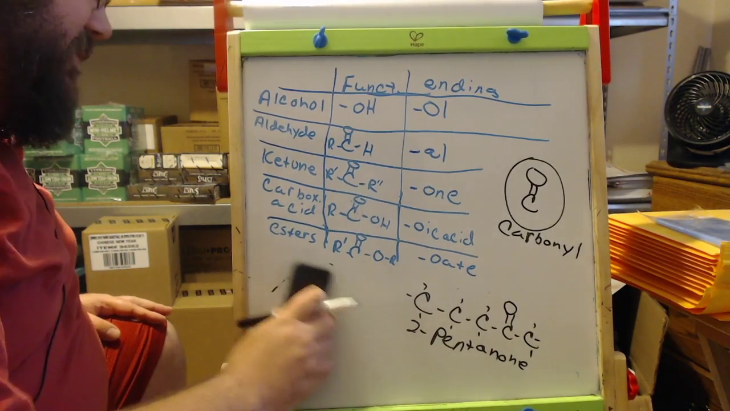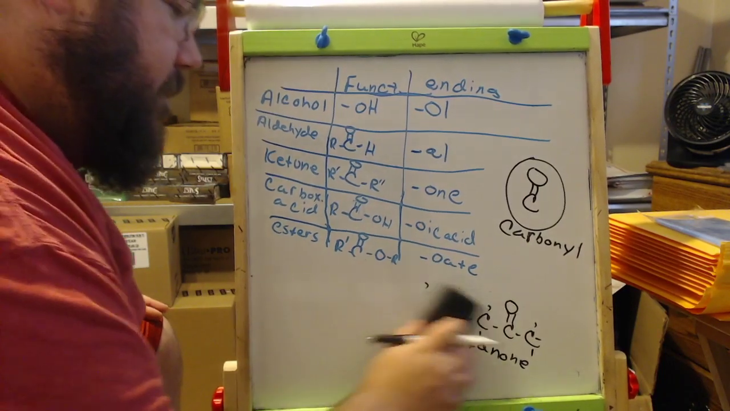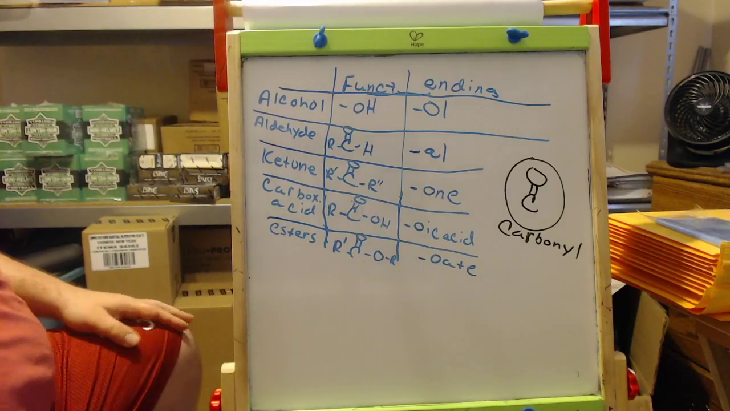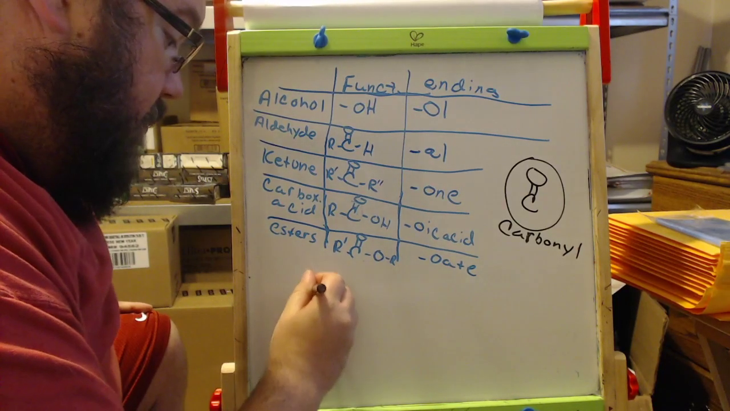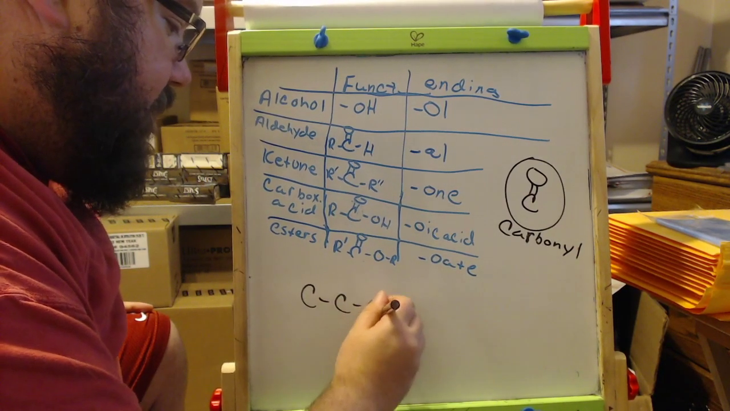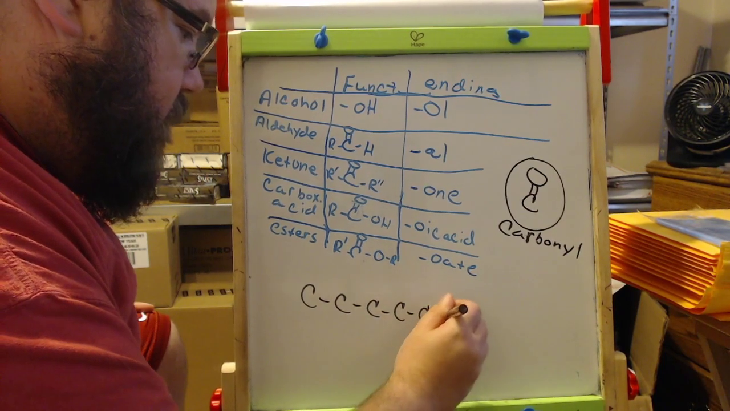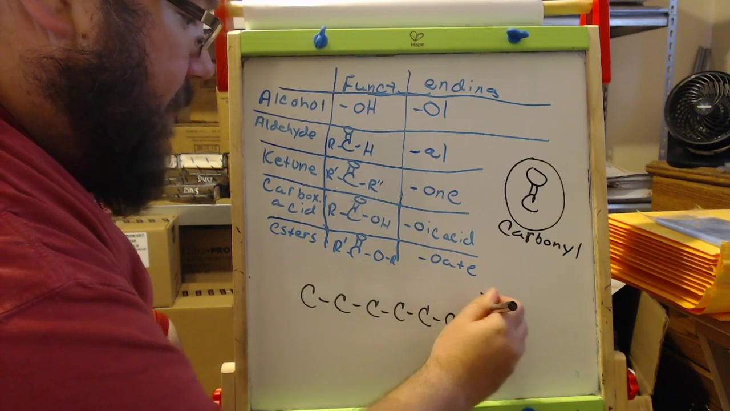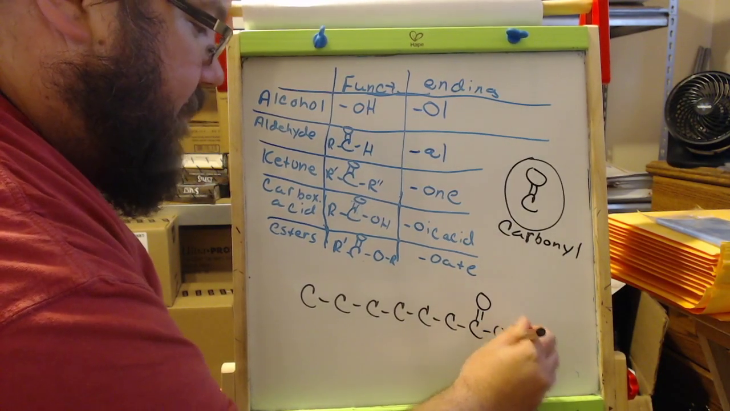Carboxylic acids. Same principle. It's kind of like the combination of an alcohol meets an aldehyde. No numbering is needed, because it always has to be at the end, because here's our functional group.